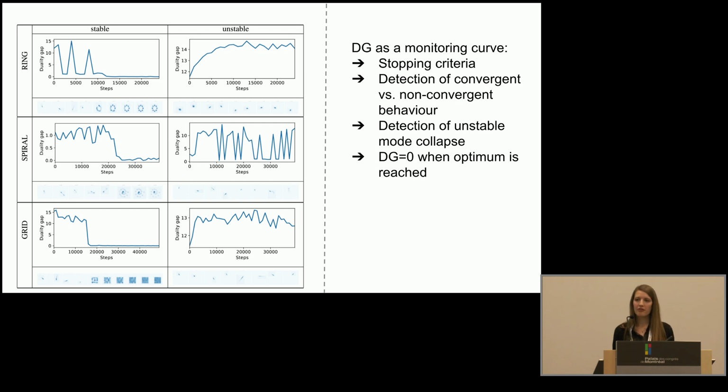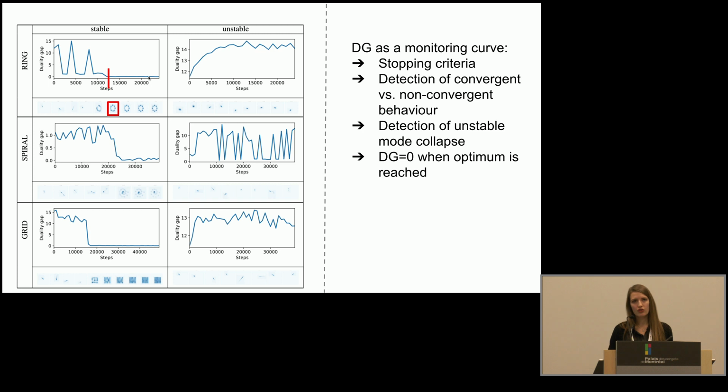Here we have the typical toy problems in GANs. We have the duality gap progress for stable GANs on the left side and non-stable GANs on the right side. Below, we have heat maps of the generated samples. Here we can see that in this particular case, at this point, the generator converged and it covers the true data distribution. This is exactly reflected by the duality gap, which becomes 0 and then shows a clear trend of convergence.